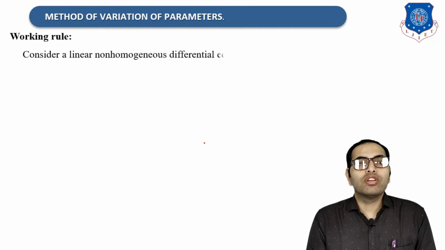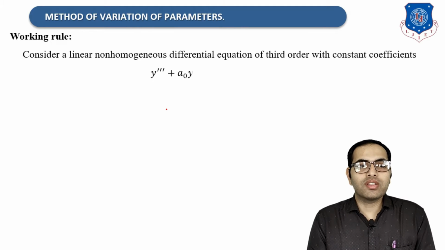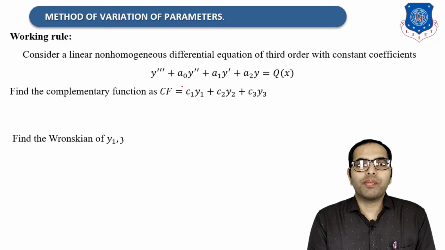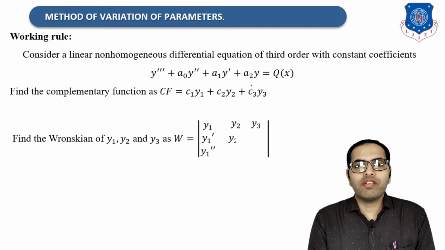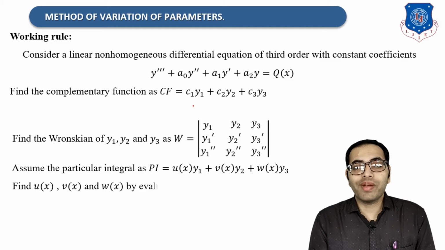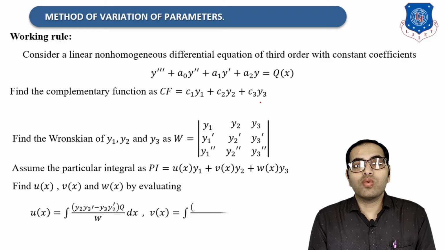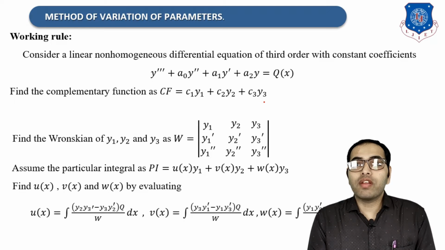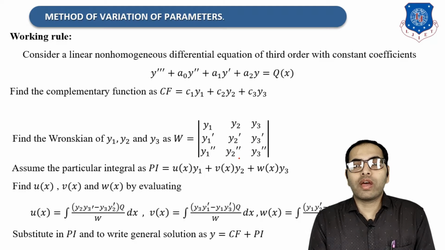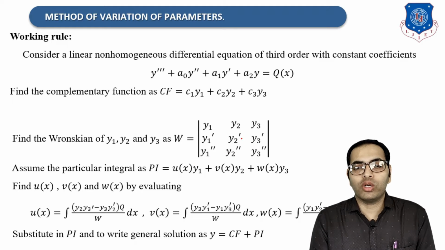See, the working rule for third order differential equations. Consider a linear non-homogeneous differential equation of the third order with constant coefficients, y''' + a0 y'' + a1 y' + a2 y = q(x). Firstly, what we have to do? Find the complementary function, which is c1 y1 + c2 y2 + c3 y3. Then we find the Wronskian of y1, y2, y3 as W, the determinant with first row y1 y2 y3, second row y1' y2' y3', third row y1'' y2'' y3''. This Wronskian must be not equal to 0.